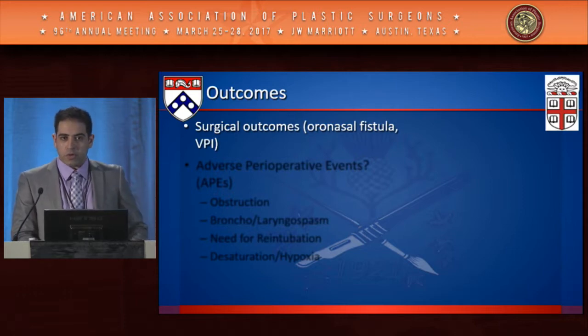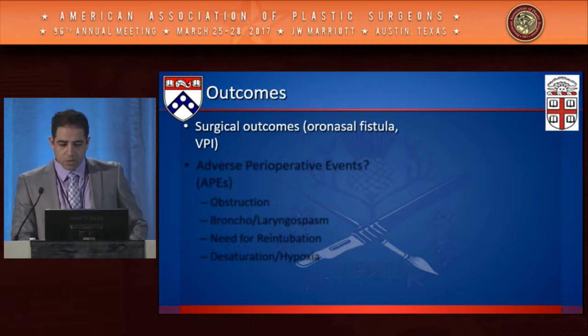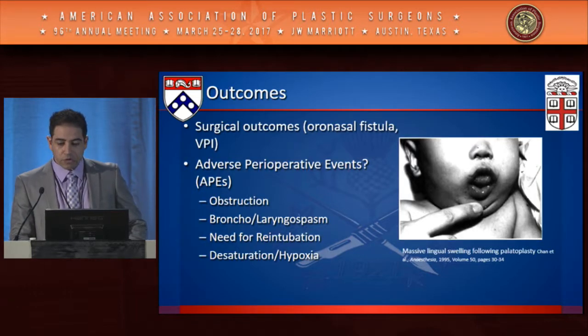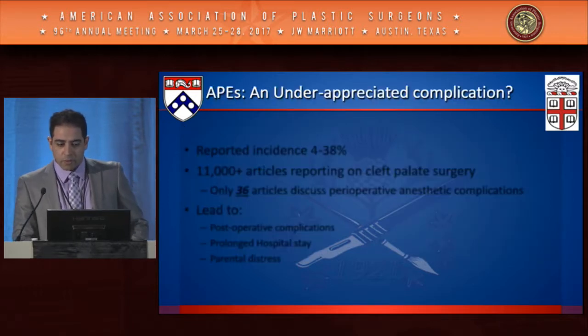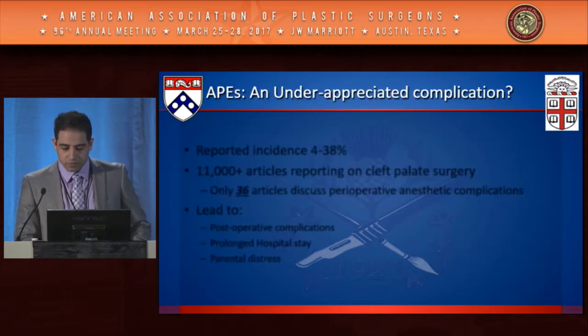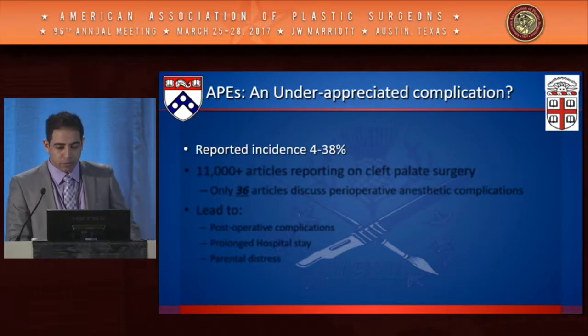Traditionally, outcomes have focused on longer-term surgical outcomes, such as oronasal fistula and VPI, velopharyngeal insufficiency. What about adverse perioperative events that occur in the shorter term, such as airway obstruction, bronchospasm, laryngospasm, need for reintubation, or hypoxia? Well, we feel that these are maybe an underappreciated complication. In literature, there's a reported incidence between 4 and approximately 40%.